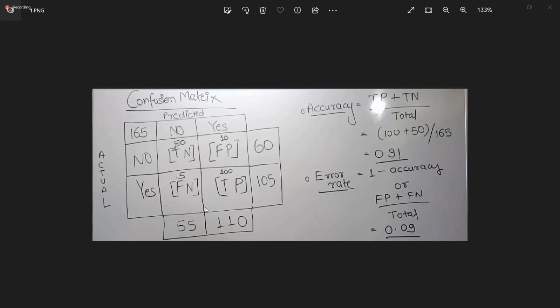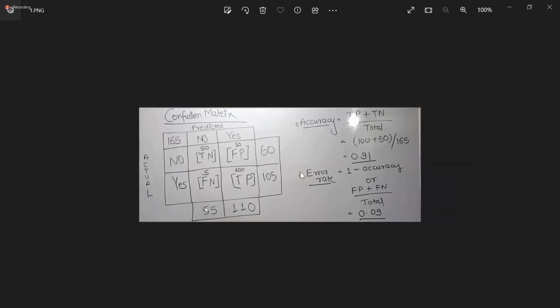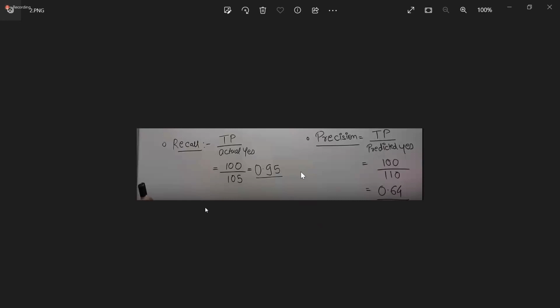All the time, you need to understand the diagonal. What is accuracy? Look at the diagonal. TP plus TN divided by total, isn't it 150 by 165, which is 91 percent? How to find out the error rate? Look at the diagonal. FP plus FN by total, which is 9%. Are you understanding? I will explain all those things practically, and let's understand.